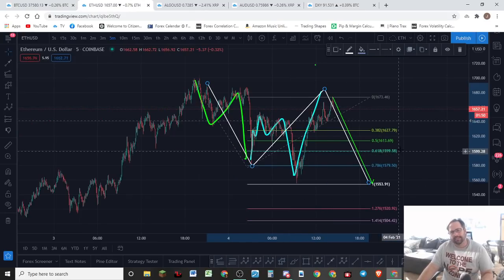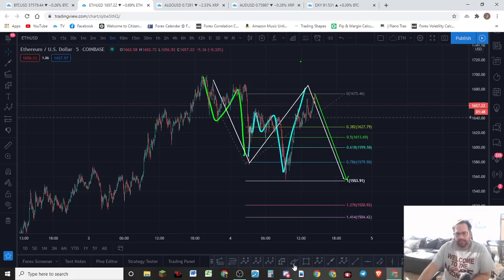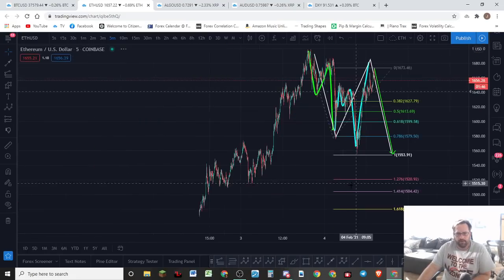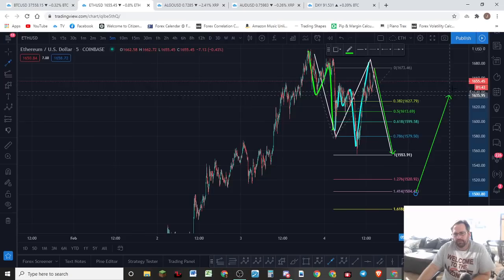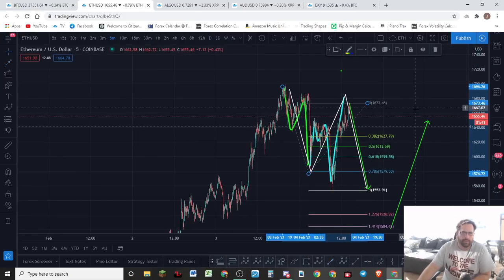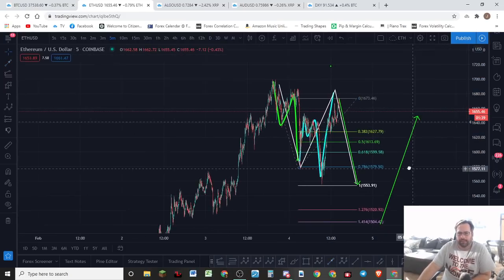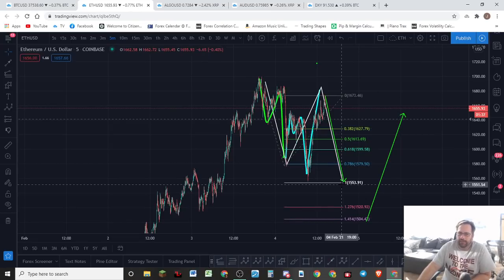All right, but that has implications, guys. The implication is that we're probably going to have another push to the upside, going up to make new highs with Ethereum after that. Okay, so that's the trade idea. We're going to be watching for that.